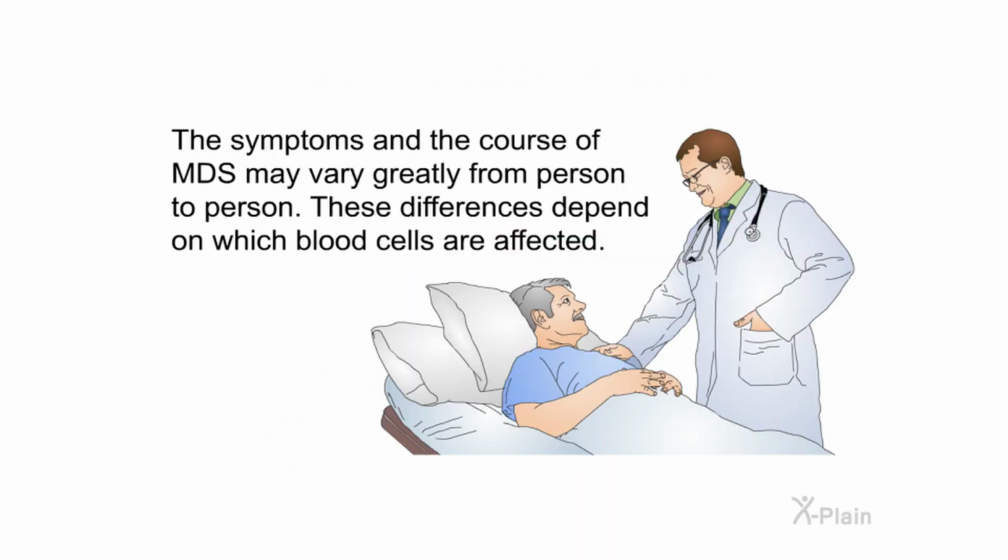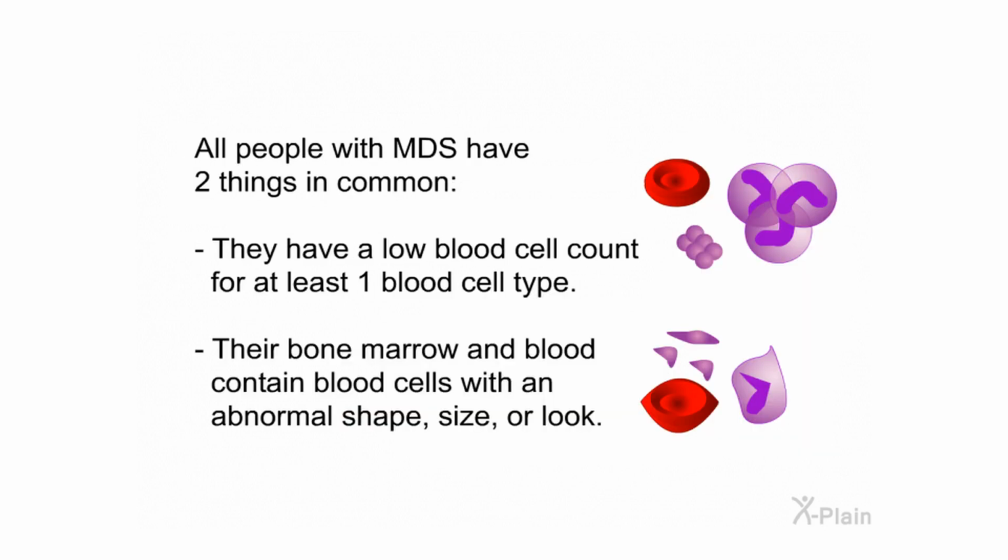Types of MDS. The symptoms and the course of MDS may vary greatly from person to person. These differences depend on which blood cells are affected. All people with MDS have two things in common. They have a low blood cell count for at least one blood cell type. Their bone marrow and blood contain blood cells with an abnormal shape, size, or look.